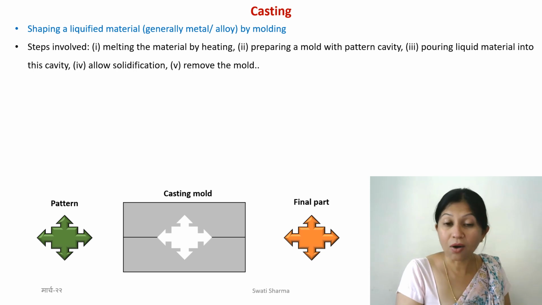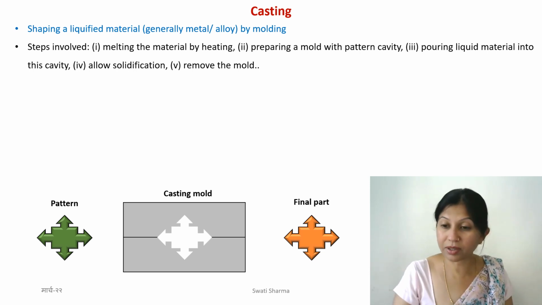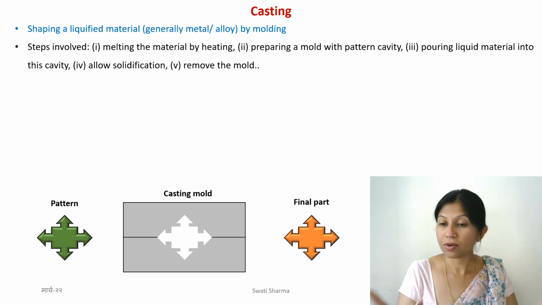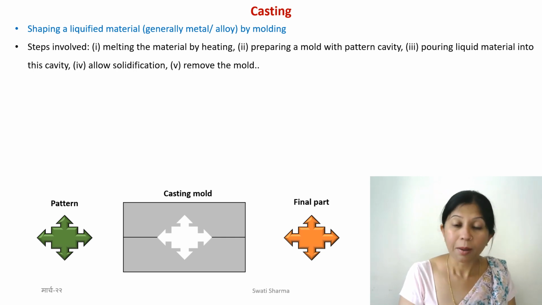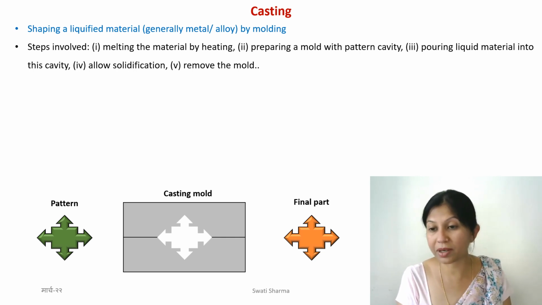Now after that you will pour some metal into it, and then the metal solidifies. After that it's a sand mold, so you can just remove it afterwards, after the solidification. But do you see any problem here?